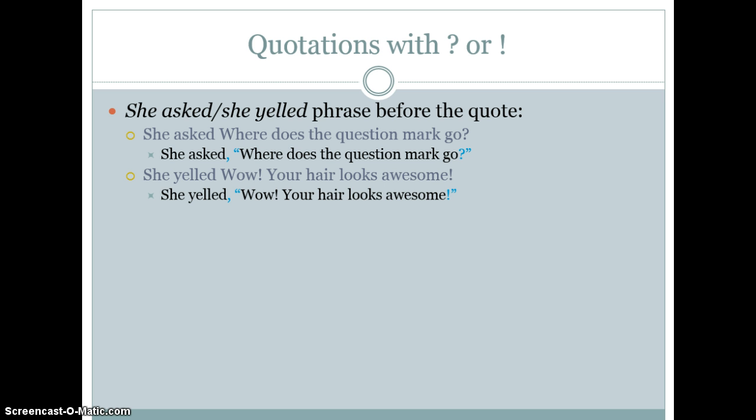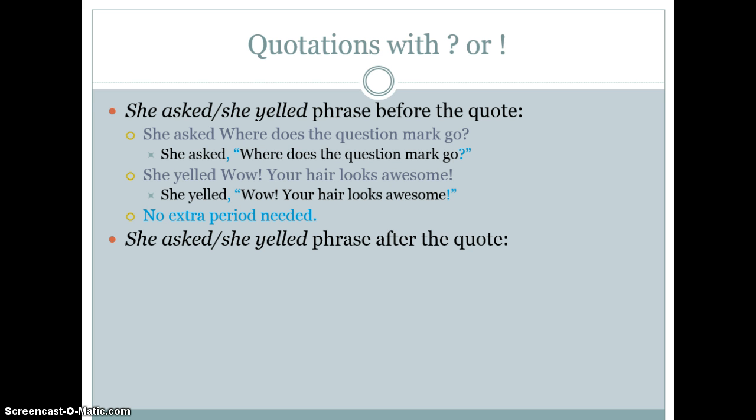All we're doing differently here is leaving the exclamation point at the end inside the final quotation marks. You don't need any extra periods here. You already have end quotation with either the question mark or the exclamation point, so there's no need for any extra periods. If you put your attributive tag after the quote, this is a little different than what we did before.